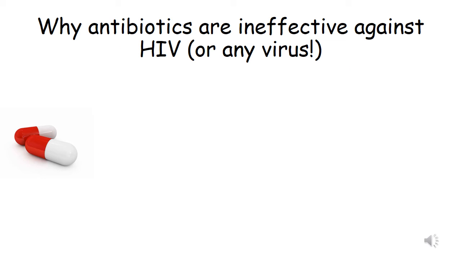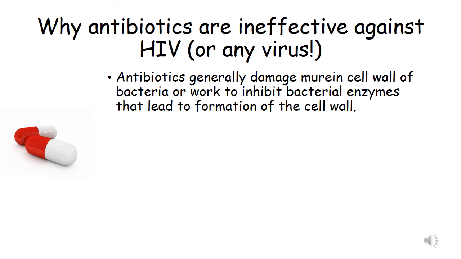So we're going to talk now about why antibiotics are ineffective against treating HIV. To begin with, antibiotics generally work by damaging the murein wall of a bacterium, or they work to inhibit bacterial enzymes that lead to the formation of this cell wall. So they either directly damage the cell wall or they damage the enzymes that form the cell wall.